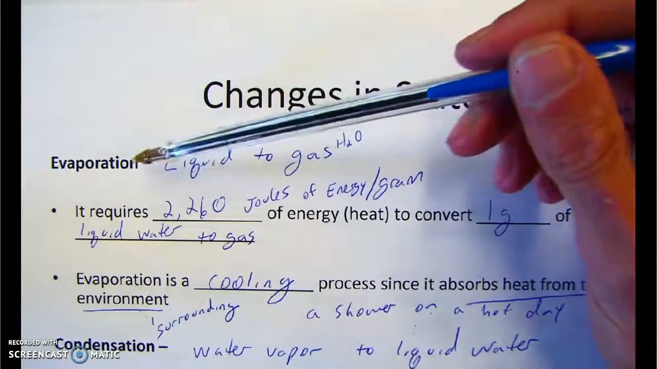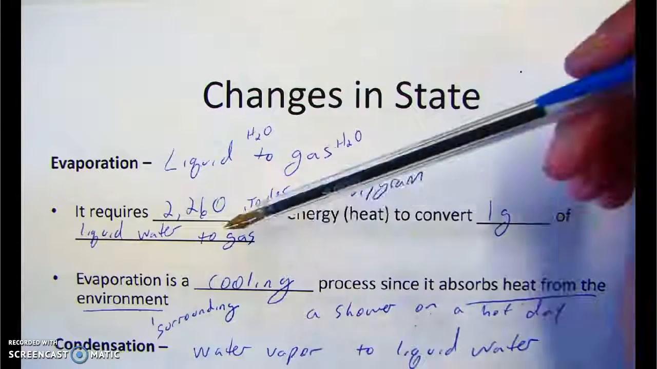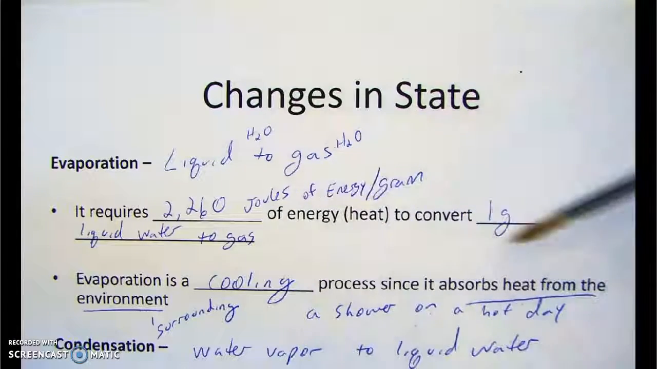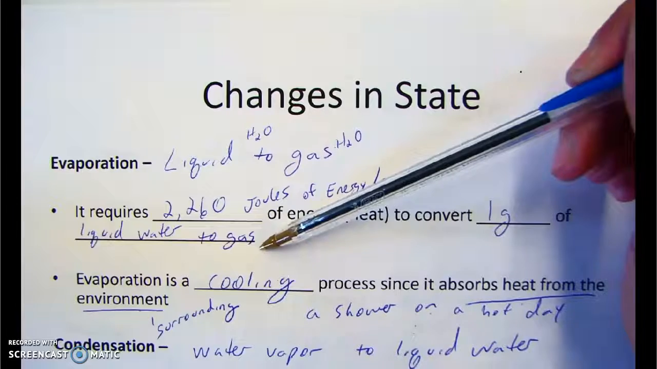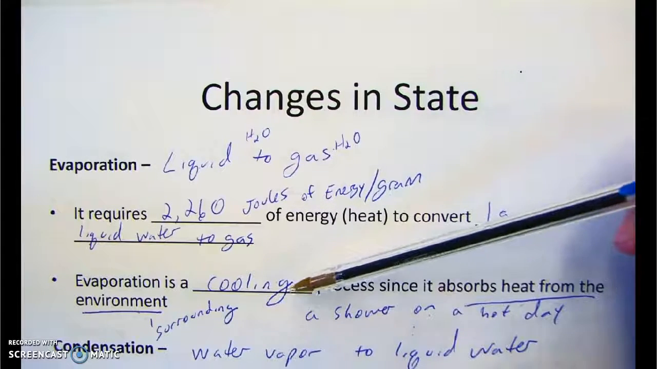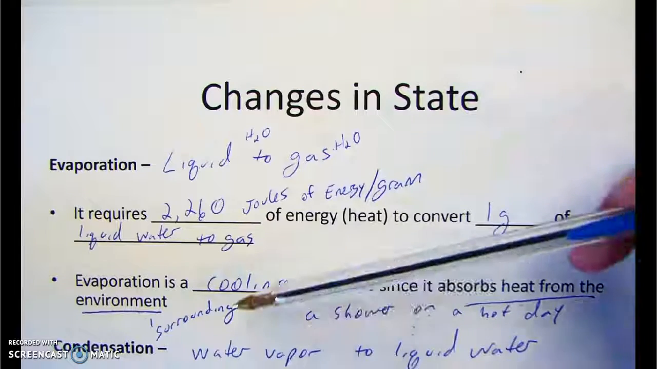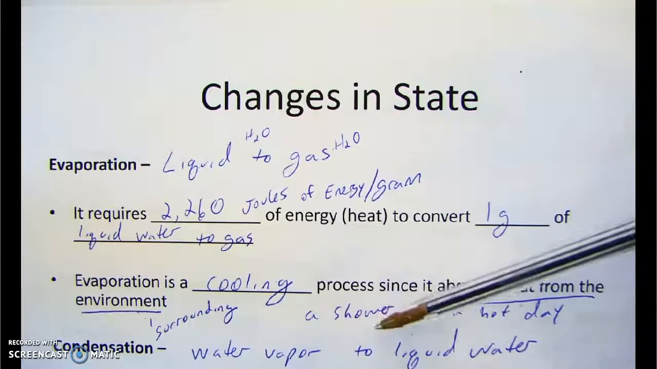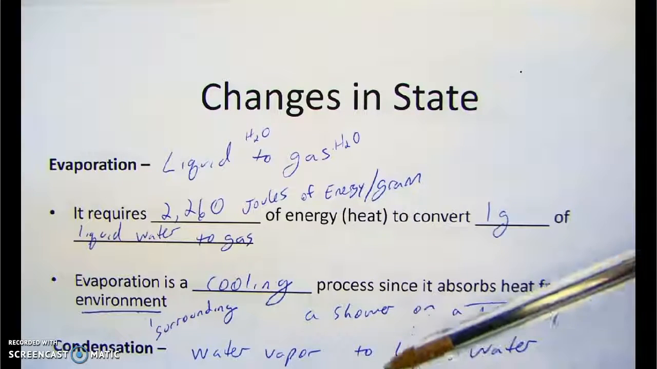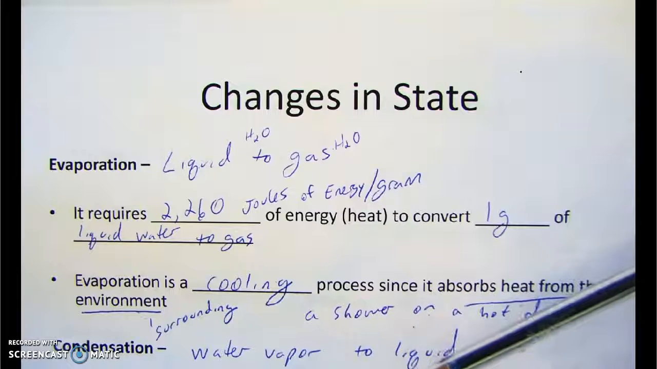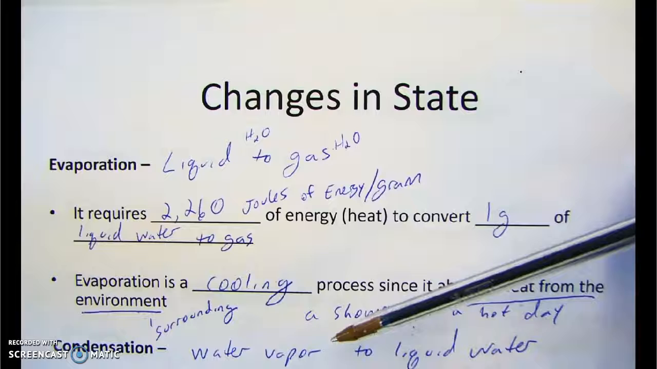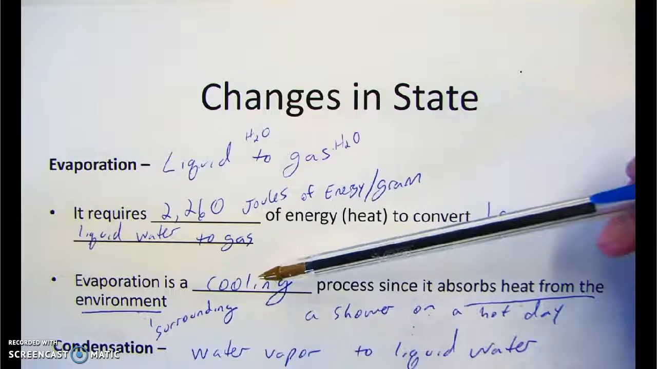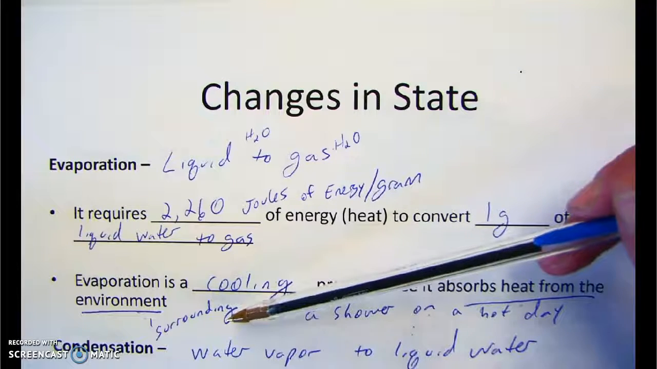With evaporation, of course, we're going from liquid to gas. You've known that for years. It would take 2,260 joules of energy per gram of liquid water to convert it to a gas. And we call evaporation in weather a cooling process because it cools down the surroundings. We use the example of taking a shower or going swimming. When you get out of the water, you feel cold, even if it's a really hot day. That feeling might not last long. Once the water evaporates off your body, then you warm up really quickly. And that's what we mean by evaporation being a cooling process. It's cooling down the surrounding environment.